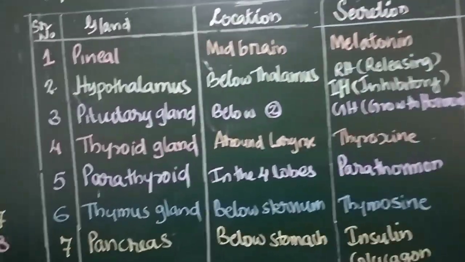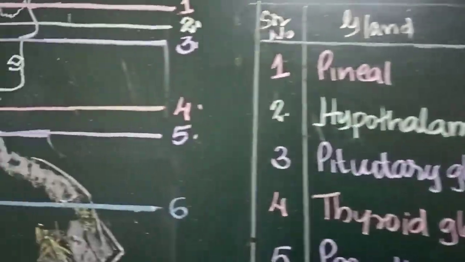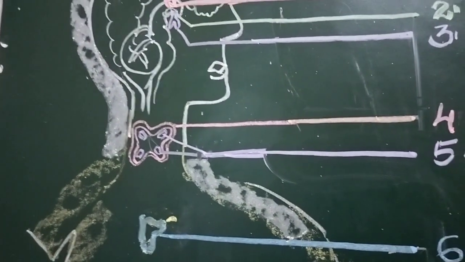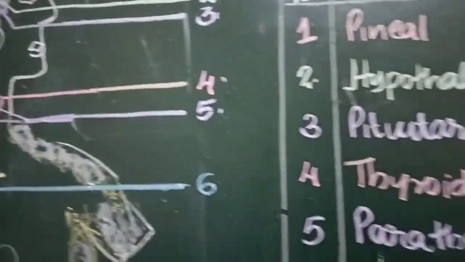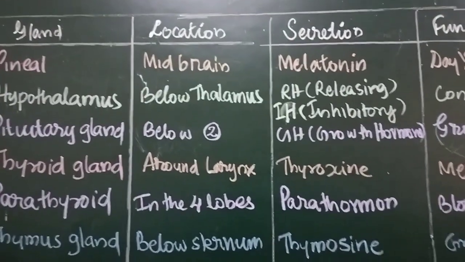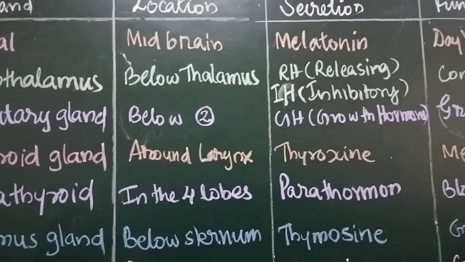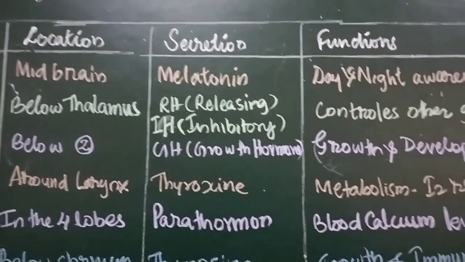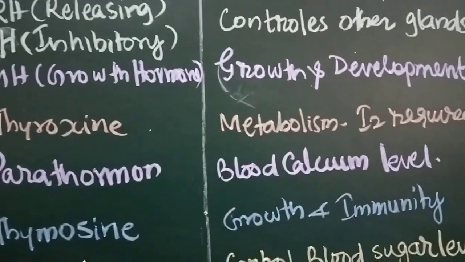Coming to the fifth one, the parathyroid glands, which are located as 4 lobes around the thyroid gland. You can see the location also, around the thyroid gland in 4 lobes. They will secrete a hormone generally known as parathormone, which will regulate the blood calcium level.